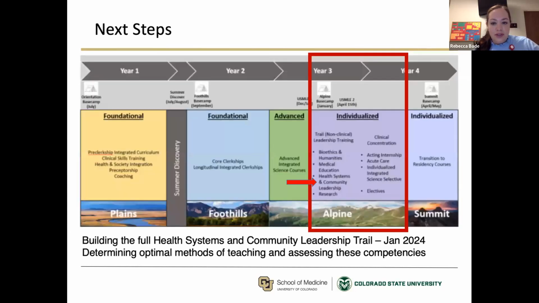So the next steps for us moving forward and where we're heading next is we're currently building out the full Health Systems and Community Leadership Trail course. A pilot will be offered this October just at Anschutz campus, and then the full course will start in January of 2024, so a little less than a year from now. And the next steps that we're focusing on are determining the best ways to teach these competencies and the best way to assess the students to see if they've mastered them.